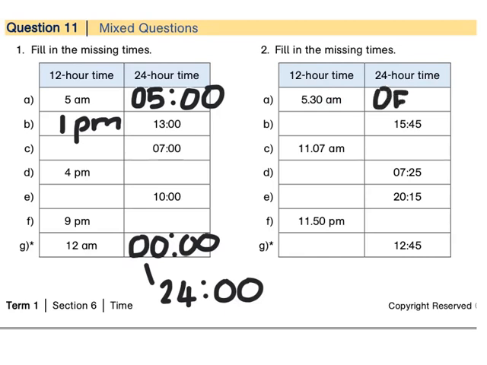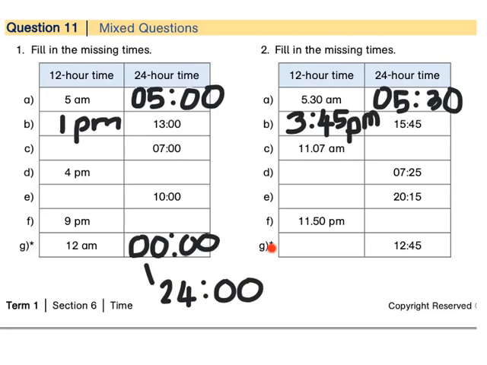So it's 05:30. Directly beneath it, we are given our 24-hour time. It's 45 minutes past the 15th hour of the day. This 15 tells us that this is past midday. So to get it back to 12-hour time, we minus 12. 15 minus 12 is 3 in the afternoon, so it's 3:45, and we need to write PM.